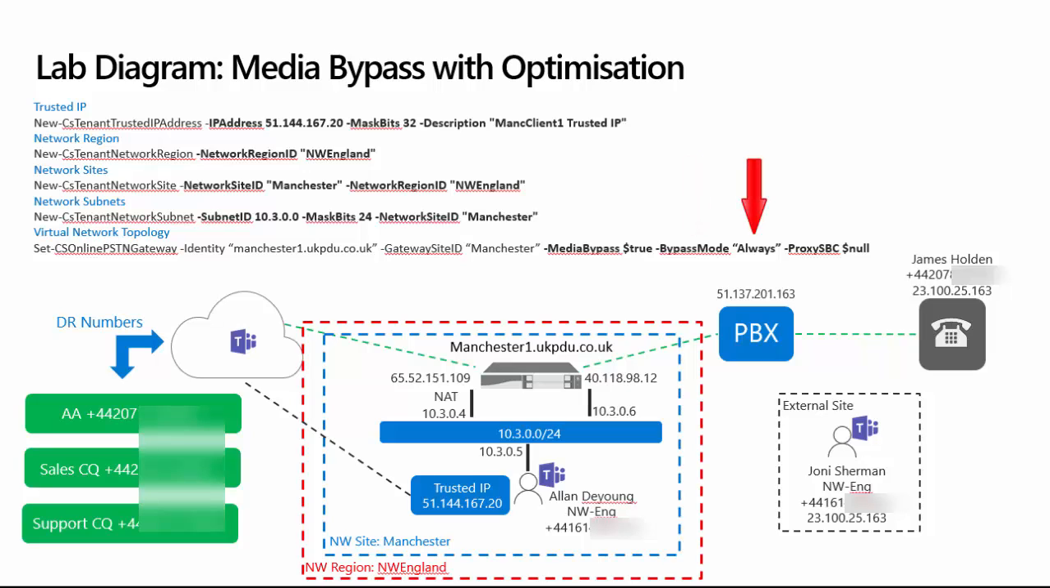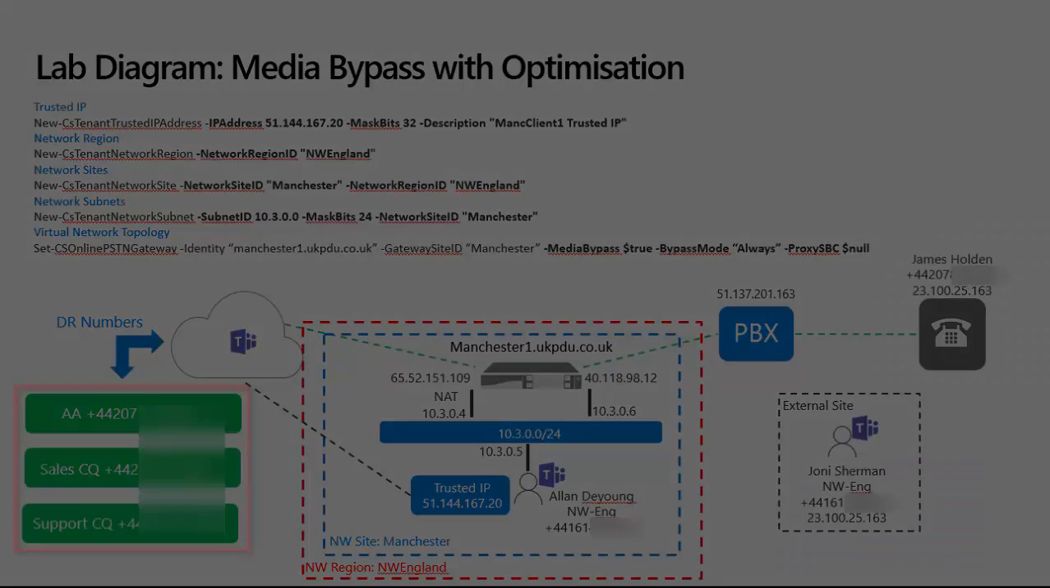When bypass is set to always, this means that the internal IP address of the local SBC will be offered for every internal call. In our lab, we have a central SBC with centralized PBX breakout, so the proxy SBC setting is set to null. Alternatively, it could be set to the fully qualified domain name of the SBC. Although not demonstrated in this video, direct routing can also be used to provide external access to the Microsoft Teams auto attendants and call queues.